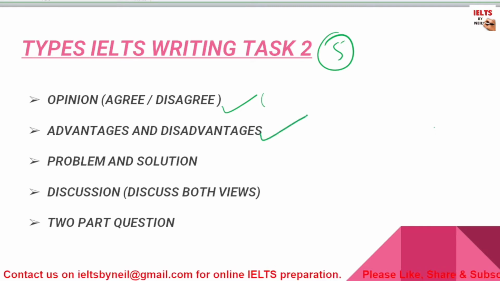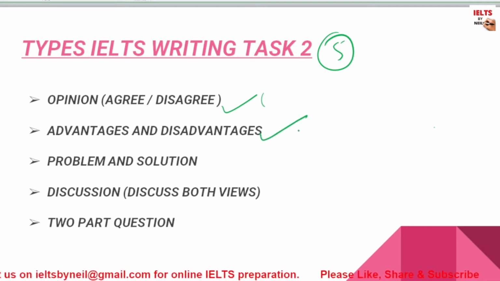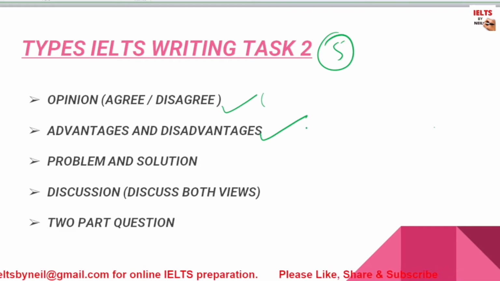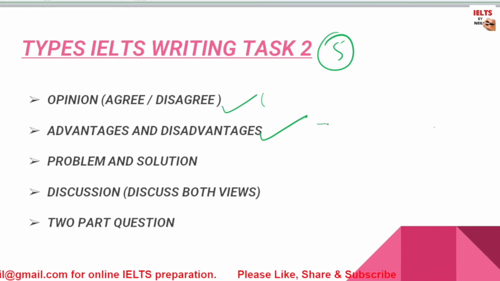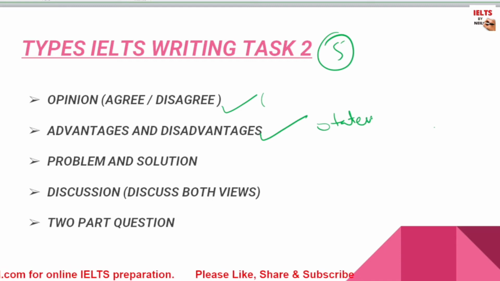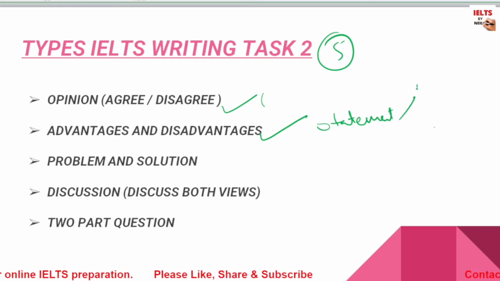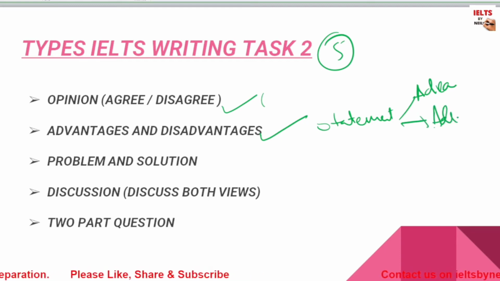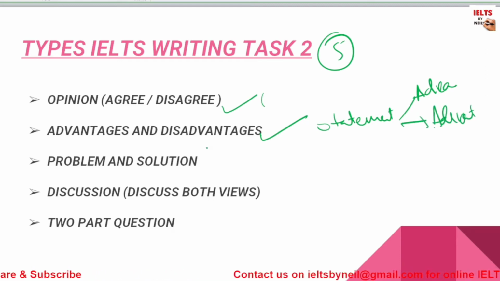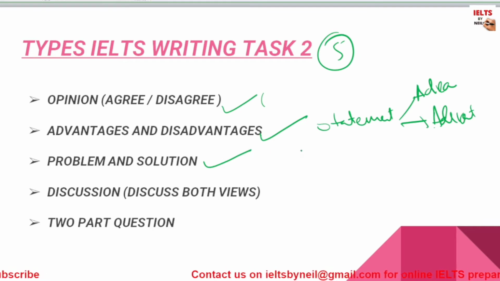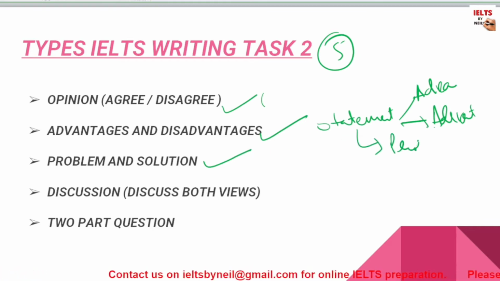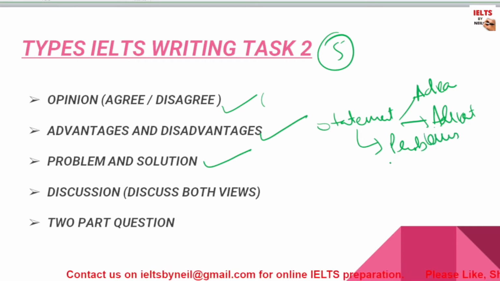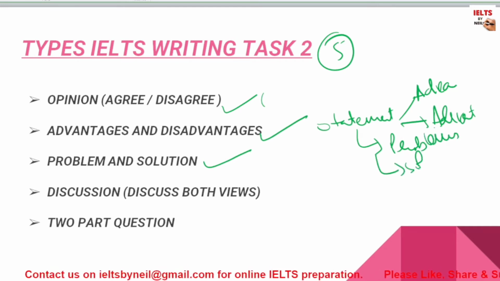Number 2 is advantages and disadvantages, in which a statement would be given. Okay, for example, this is a statement and you will be asked to discuss the advantages and the disadvantages. Number 3 is problem and solution. Again, a statement would be given. You will be asked the problems for this particular statement and the solutions for that.